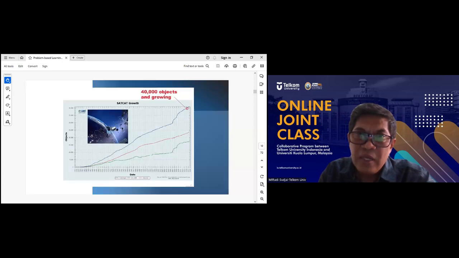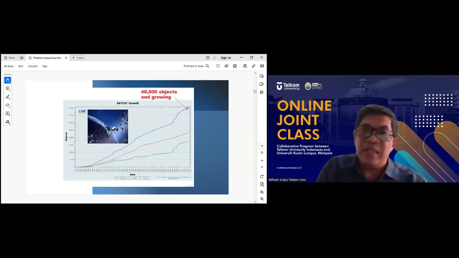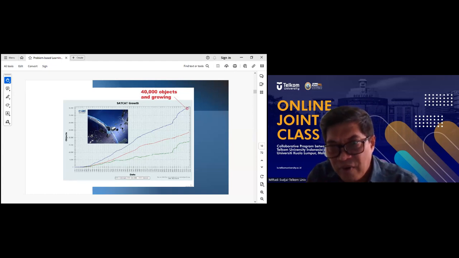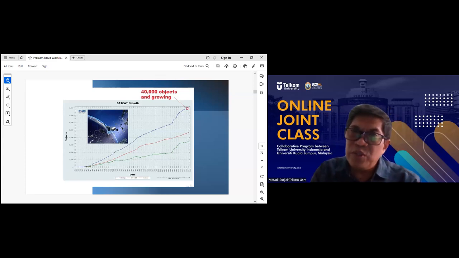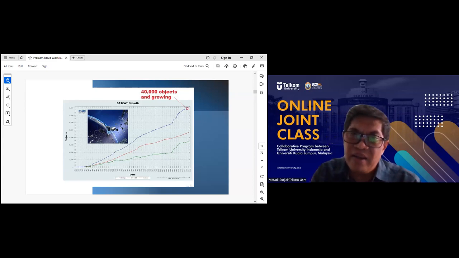Okay. So what is the number of satellites being sent to outer space? This is the number up to 2016. I don't have a current number. This is the number from the last 7 years. In total, around 40,000 satellites have been sent into outer space up to 2016.